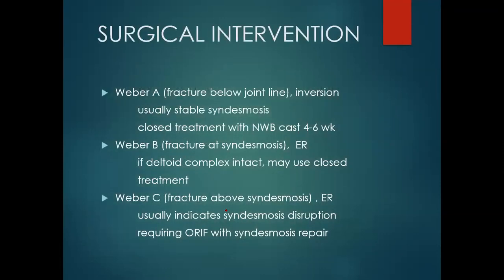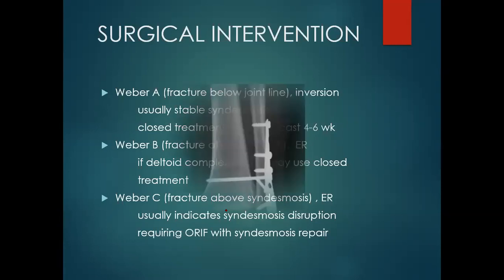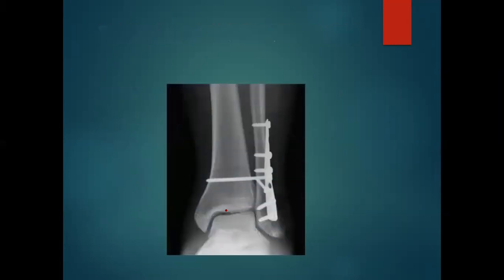Surgical intervention. So surgical intervention with A, inversion, usually stable with the syndesmosis intact. So you're going to do a non-weight bearing cast and then follow up. B, the deltoid complex is intact, may use closed treatment. So you may or may not perform surgery. And then C usually indicates that the whole syndesmosis is disrupted. And so we need to refer them immediately and have it fixed. And then they can fix it like that. Screws and plates.